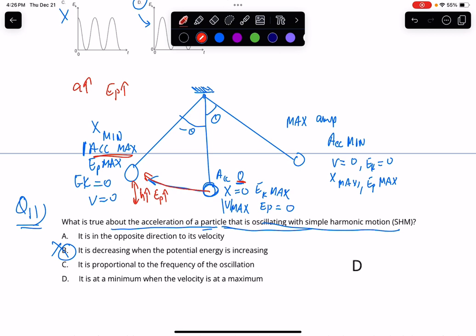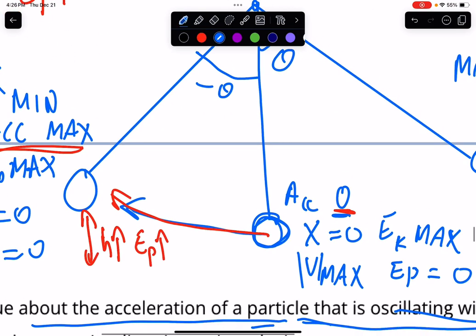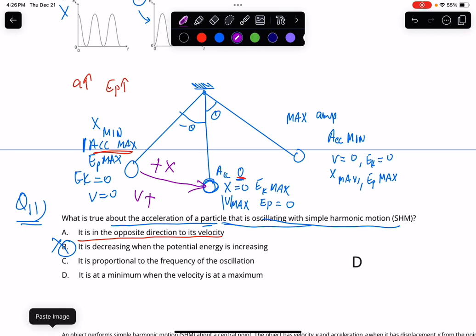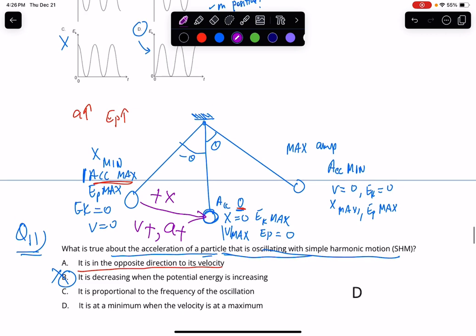Now for A, in this case, they're saying that the acceleration is in the opposite direction to the velocity. So let's see how to go about it. Let's say we take this region now, okay? So let's say the pendulum is going down this way. If the pendulum is going this way, it's going in the positive x direction, so we know that the velocity is positive. And we have seen that the acceleration in this region is also positive.